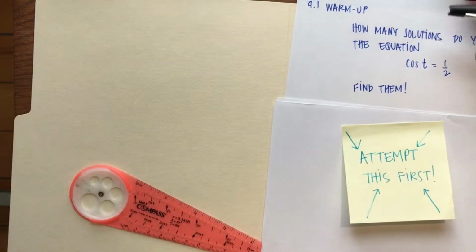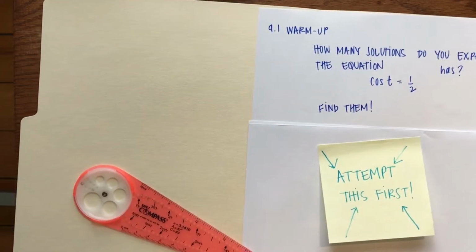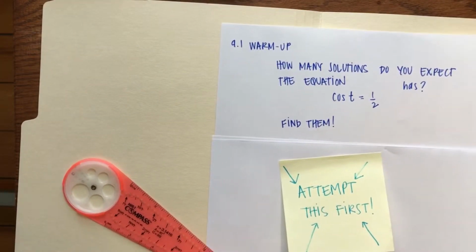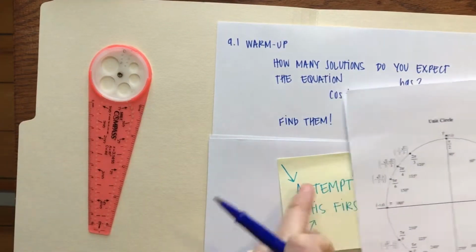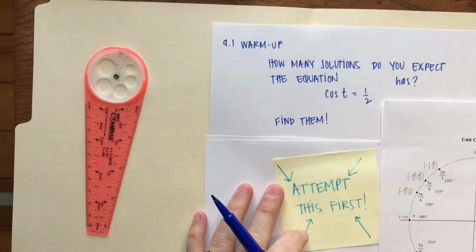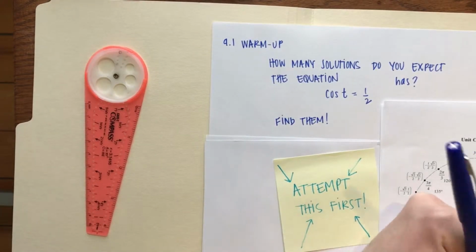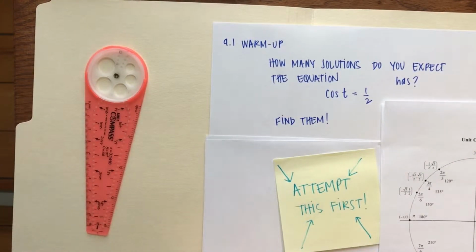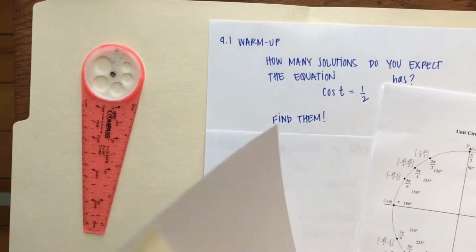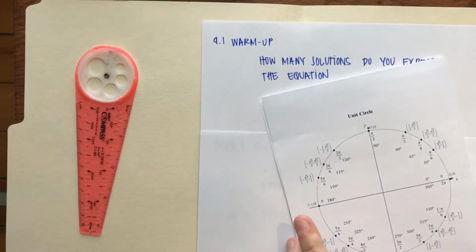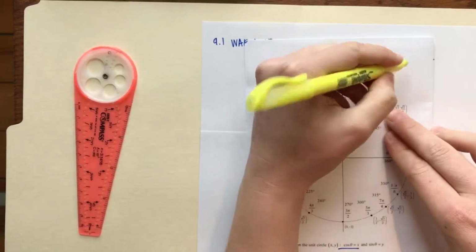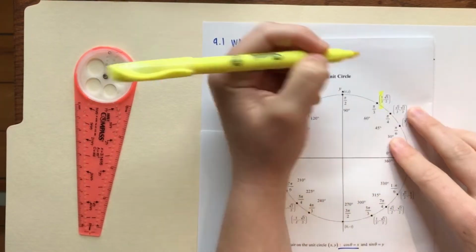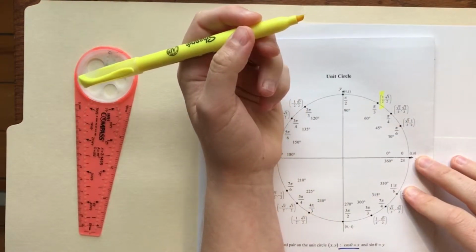How many solutions do you expect the equation cosine of t equals 1/2 has? Find them. Well, knowing that we have our tools of the unit circle, I'm going to start there. When I think about cosine, I think about the x value of my ordered pair. And I know that the x value of my ordered pair has a solution cosine t equals 1/2 at a couple different places. Specifically, right here, 1/2, and any other places?